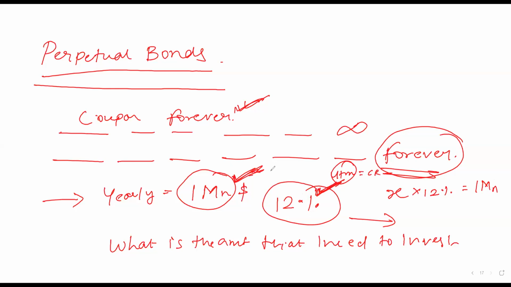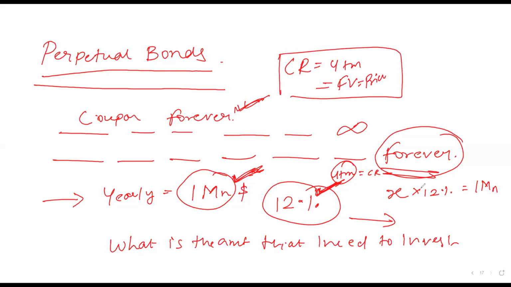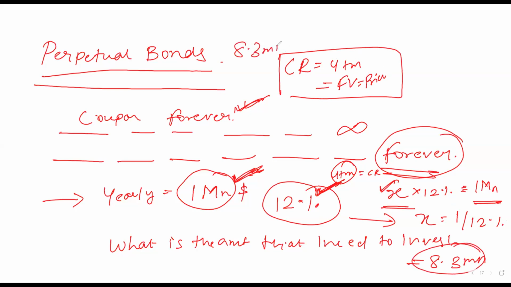Also remember, if the coupon rate and YTM are the same, the face value will be equal to the current market price. Make a note of this. Now coming to our question, what amount do I need to invest so that by generating a 12% return on it, I get 1 million? It would simply be X equals 1 million divided by 12%, which is 8.3 million. So if you invest 8.3 million today, you will be getting 1 million till perpetuity.